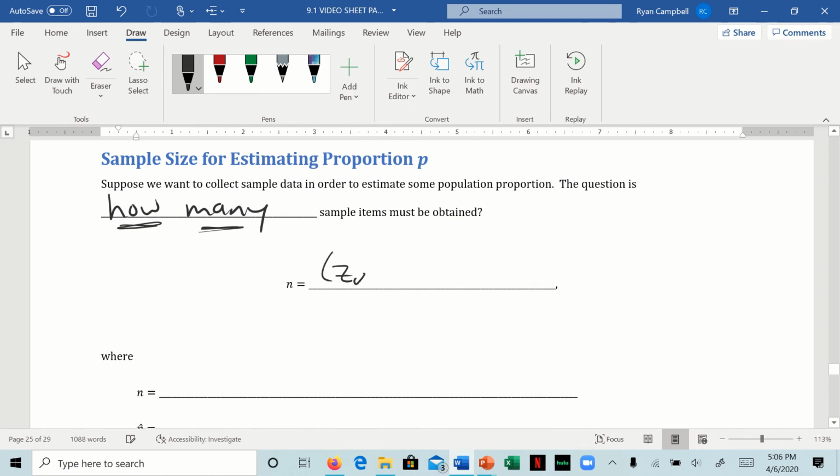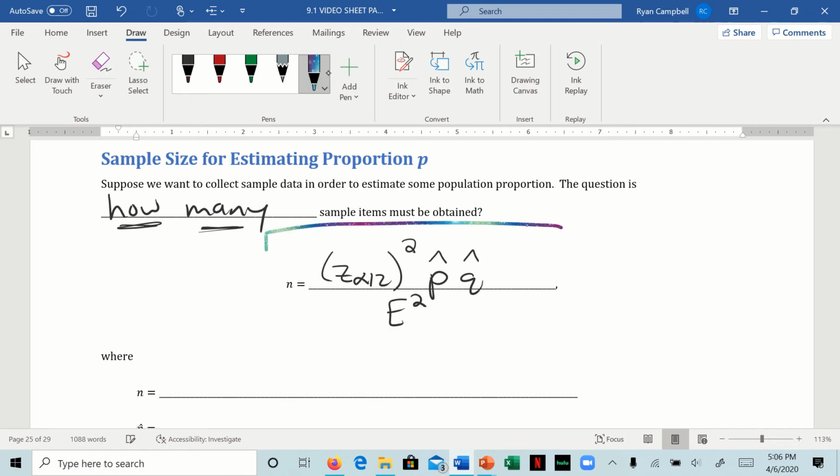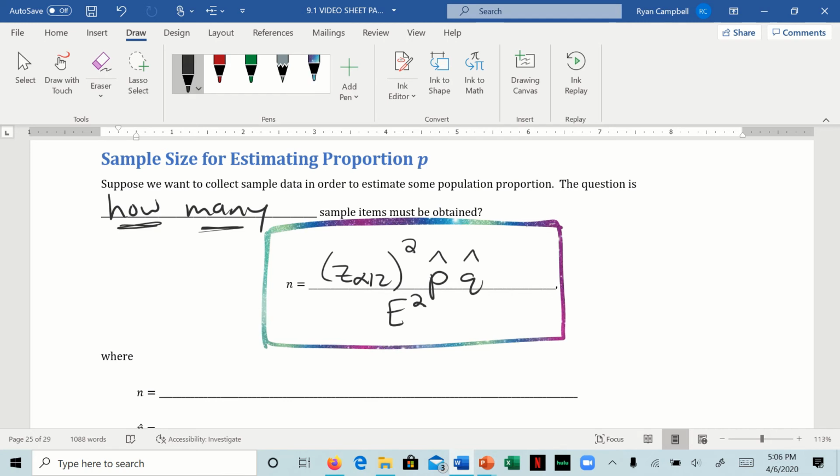So N is going to be that critical value that we've been working with squared times p hat times q hat divided by E squared. So on a regular test, I would give this to you. If you were taking an in-class test, this is what I'm going to give you.